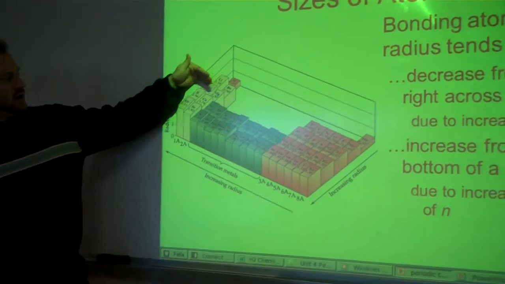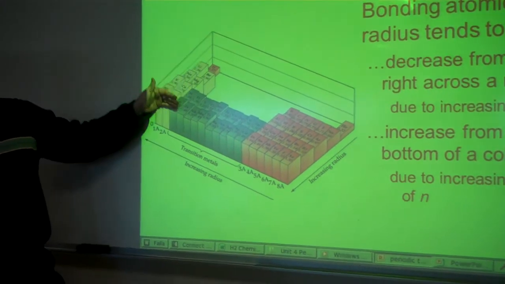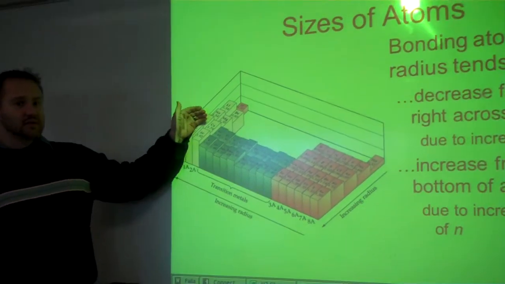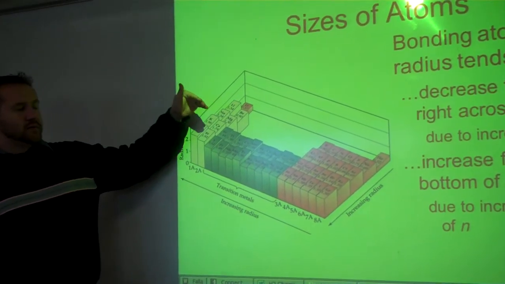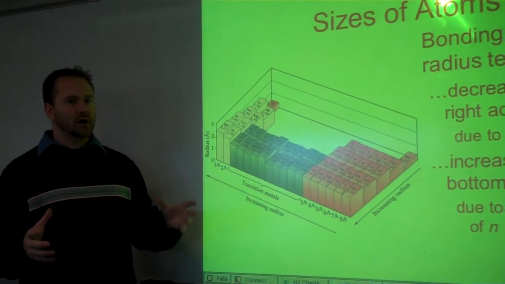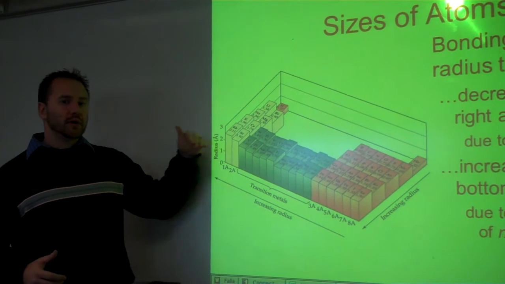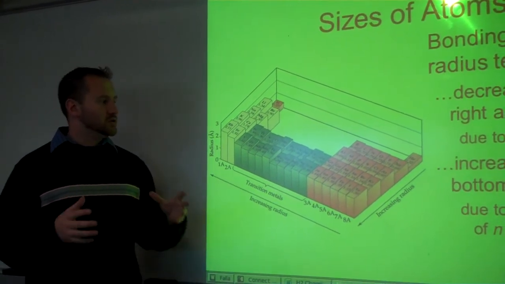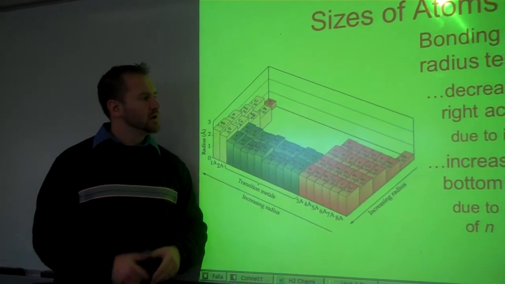But another trend you observe is that it gets bigger as you go down. And the reason for this is each row on the periodic table indicates that a new shell has formed. Think of it like a Russian doll, where each row down on the periodic table indicates that a new shell is being added.